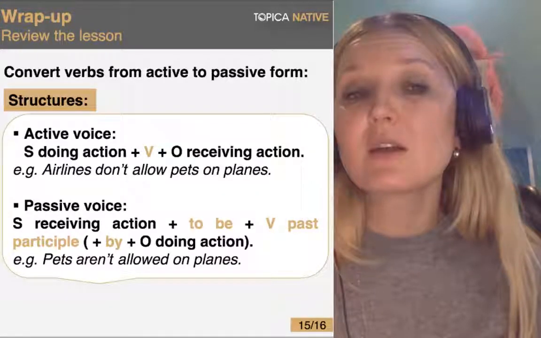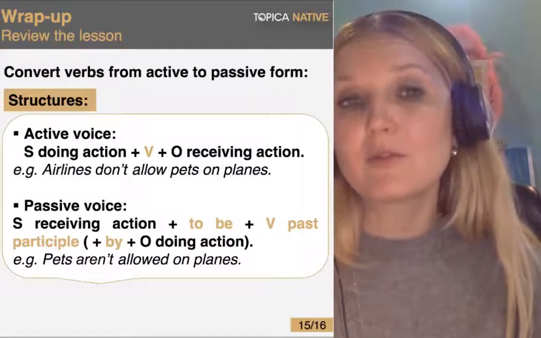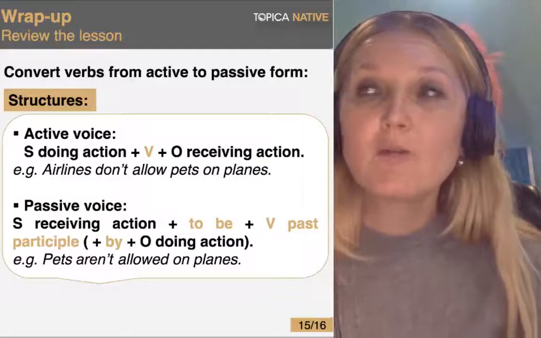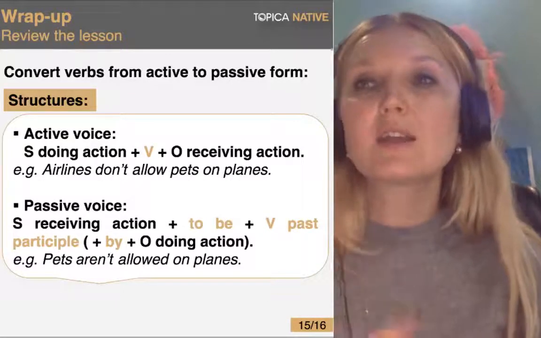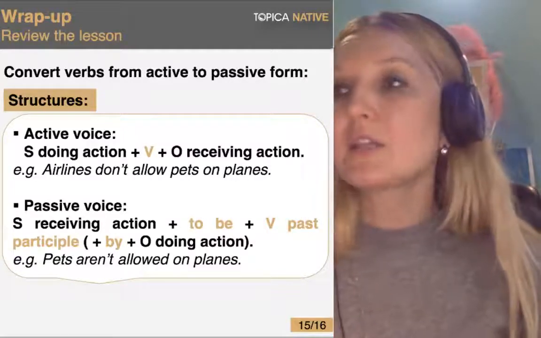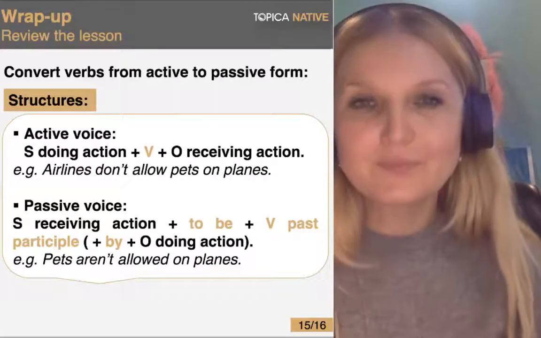And then we have sometimes by. It's not necessary, but sometimes we can use by plus the object doing an action. Pets aren't allowed on planes, for example. We don't need an object which does an action. For example, the dinner is cooked by me. The tickets were bought by my daughter. The table was made by a carpenter, and so on.